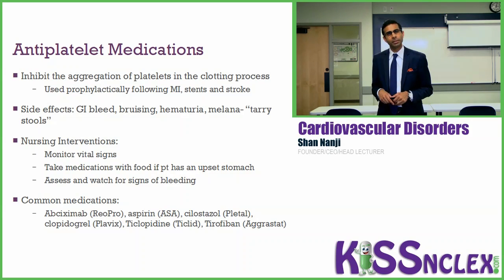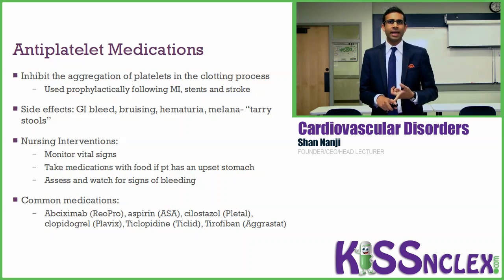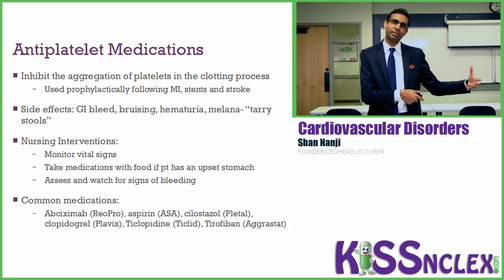Nursing interventions for somebody on antiplatelet medication include monitoring their vital signs, and having the patient take the medication with food.